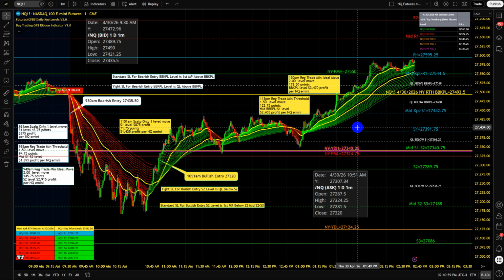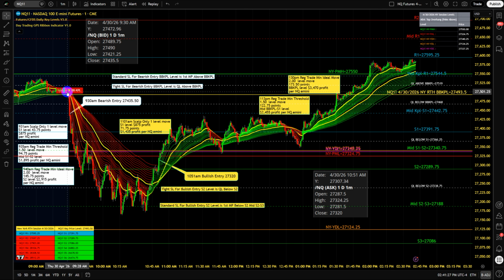That is why that is called the minimum ideal move, whereas the 1.5 level is the minimum threshold move for a regular trade. A regular trade differs from a scalp-only trade also in the fact that you have several different options, as we'll get into, that you can do with a regular trade as opposed to just exiting 100% of your contracts, and that is one of the key differences between the two.